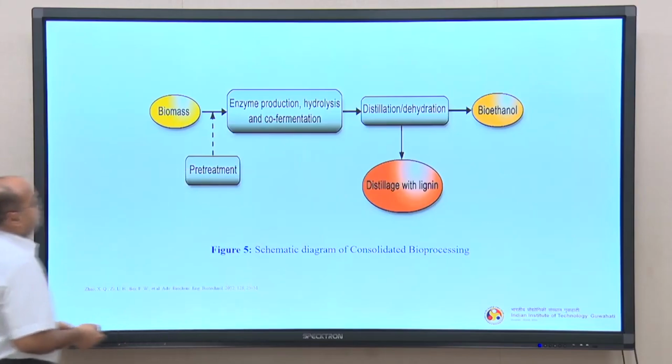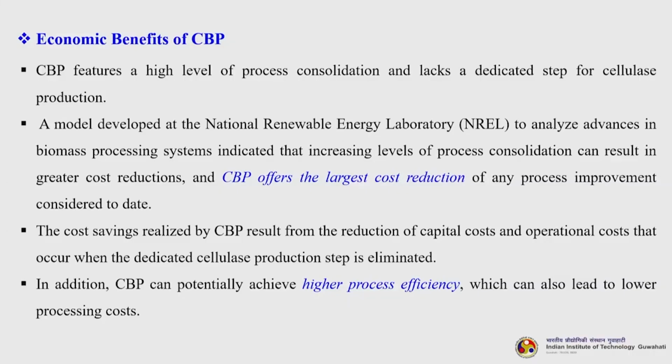So, let us understand the economic benefits of the CBP process. Now, CBP features a high level of process consolidation and lacks a dedicated step for cellulase production. A model developed at the National Renewable Energy Laboratory to analyze advances in biomass processing systems indicated that increasing levels of process consolidation can result in greater cost reductions, and CBP offers the largest cost reduction of any process improvement considered to date. The cost savings realized by CBP result from the reduction of capital costs and operational costs that occur when the dedicated cellulase production step is eliminated.